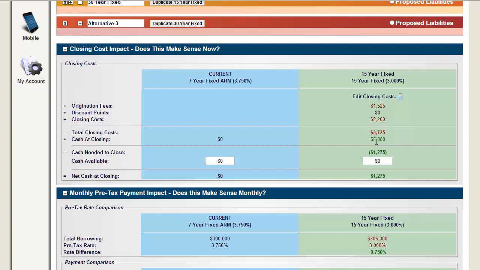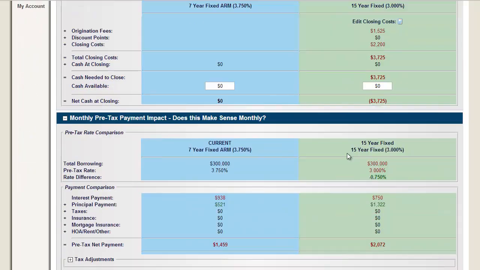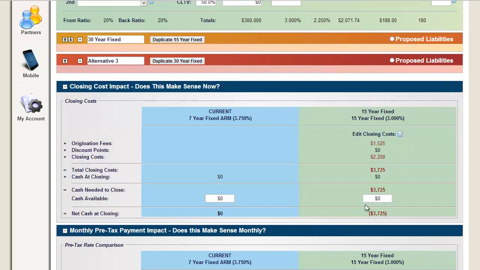to alleviate any cash at closing concerns that you might have. If they want to pay cash at closing, they want to pay this out of pocket, no problem. I just take this up here to $300,000. I don't have to worry about anything below because what just happened is this payment recalculated, the wealth impact, everything below just recalculated for me in a second.